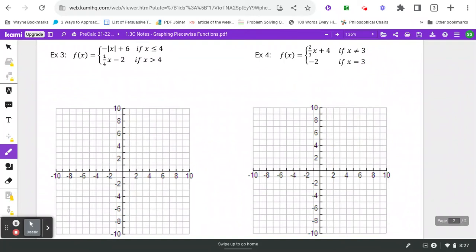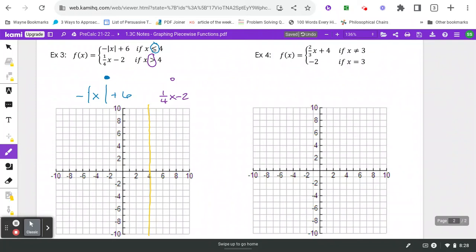Next one, we're going to have our boundary line at 4. And then you can see we've got our two graphs. One is the less than or equal to. That's going to be over here on the left with a closed dot because of the or equal to sign underneath it. Then on the right-hand side, because if it's greater, you're going to have 1/4 x minus 2 with an open circle.